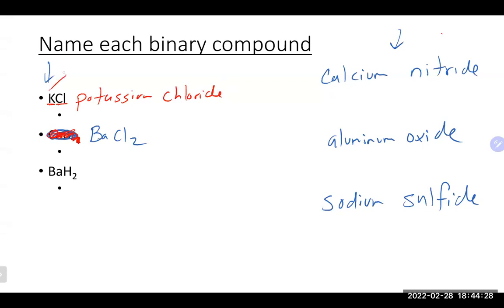Again, the cation here would be K+. The anion would be -1 for the chloride, which is why when we put it together, we just need one of each to give us KCl. Any questions on that one?